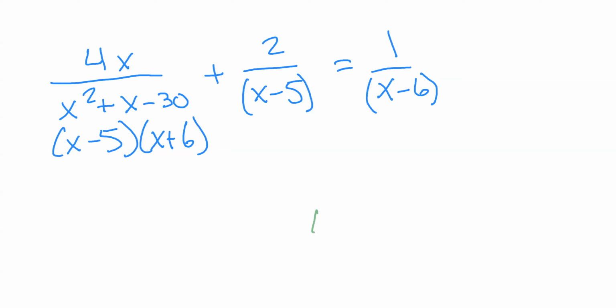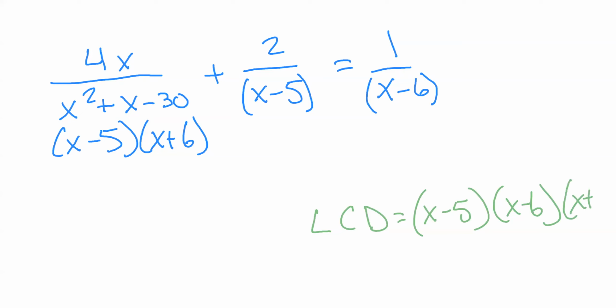Okay, so our LCD is going to be x minus 5, x minus 6, and x plus 6. All right, that is the expression that has all the factors of our denominators here. So I'm just going to replace this denominator with this denominator in its factored form. Now we're going to multiply everything by the LCD. All right, so I'm just going to write LCD here. We're multiplying both sides by the LCD and we're distributing it out.